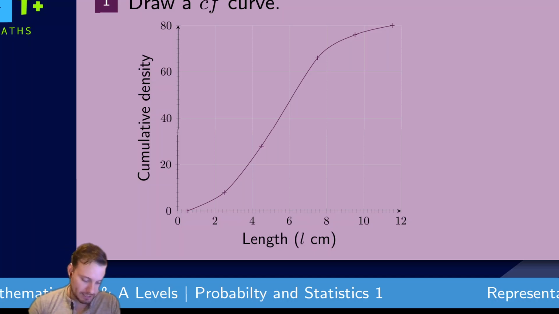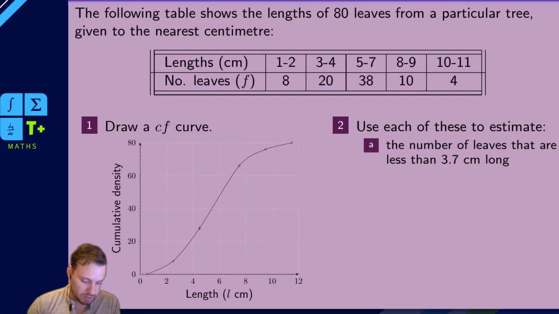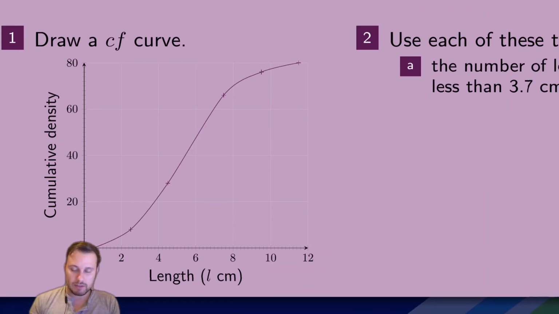For example, let's take a look at this. We can estimate the number of leaves that are less than 3.7 centimeters long. So how do we do this? First of all, 3.7 centimeters is a measurement of length. So again, we go to the graph and we look at the value of 3.7. We have, this is 2 to 4, so this would be 3. So 3.7 would be somewhere around here. This will be our 3.7.